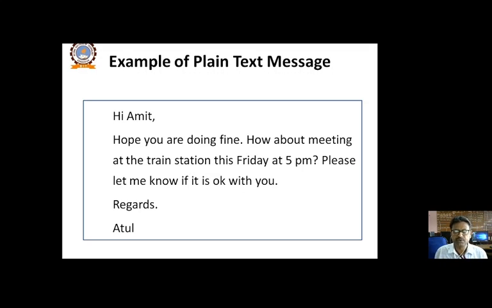This is an example of a plain text in which a person is writing a letter to somebody else, in which everything, whatever is written, is readable as well as understandable. What the message is saying, what it wants to communicate through this message, can be understood. So this type of message is called a plain text message.